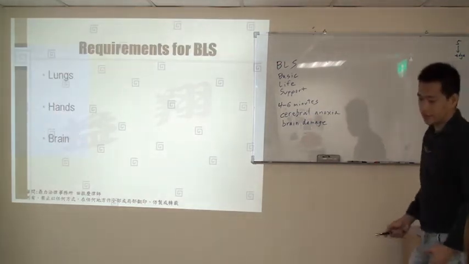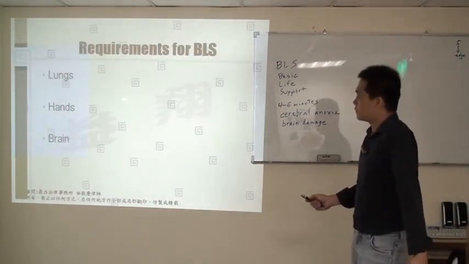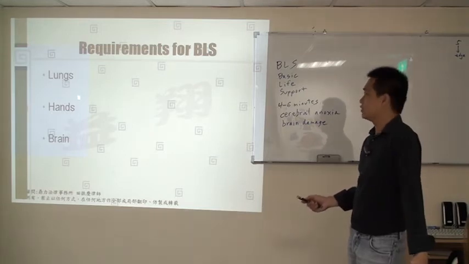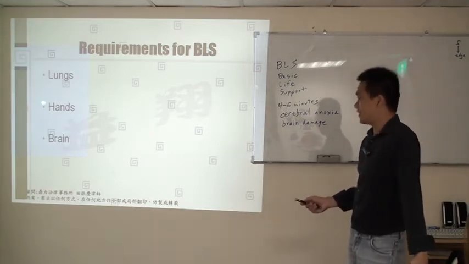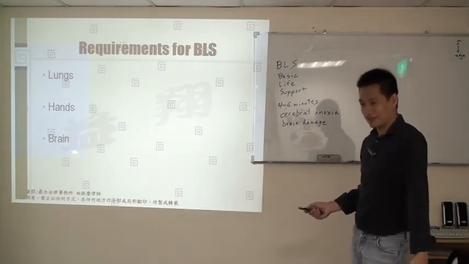Okay, so what are the requirements for your basic life support? So you only need 3 things: your lungs, your hands, and your brain to think.